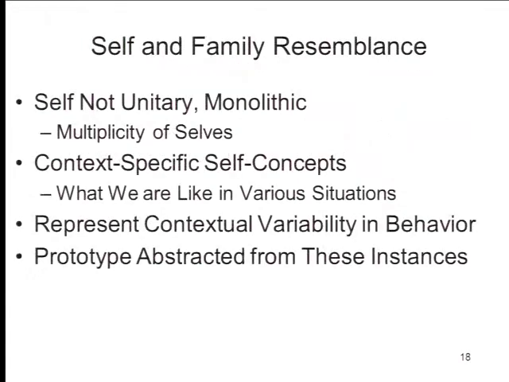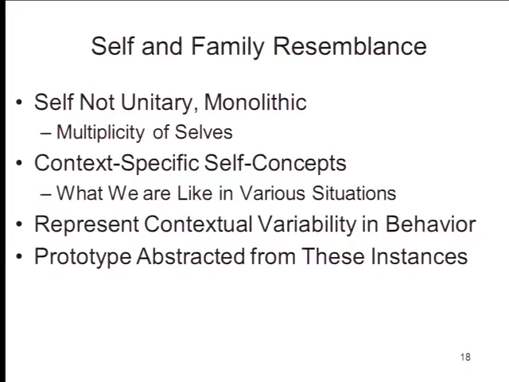So what we can now think of from a prototype view is that there's not just one unitary, monolithic self. In fact, we have internalized in our mental representations of ourselves a number of context-specific self-concepts: what I'm like at work, what I'm like at home, in the neighborhood, at the bar, all these different selves. And these context-specific selves allow me to mentally represent the contextual variability in my own behavior, broadly construed to include thoughts and feelings and motives and all of that.